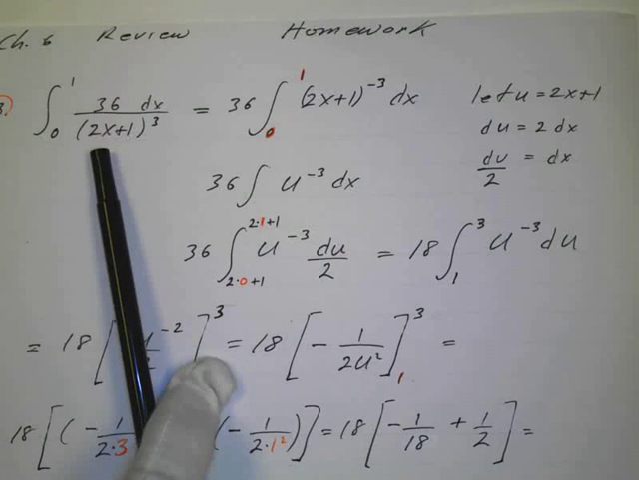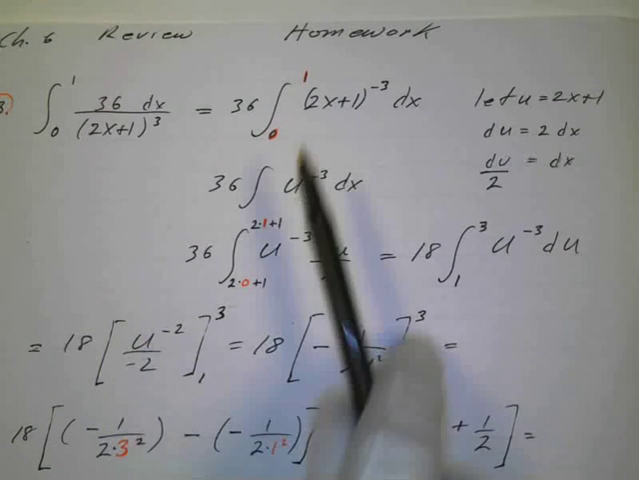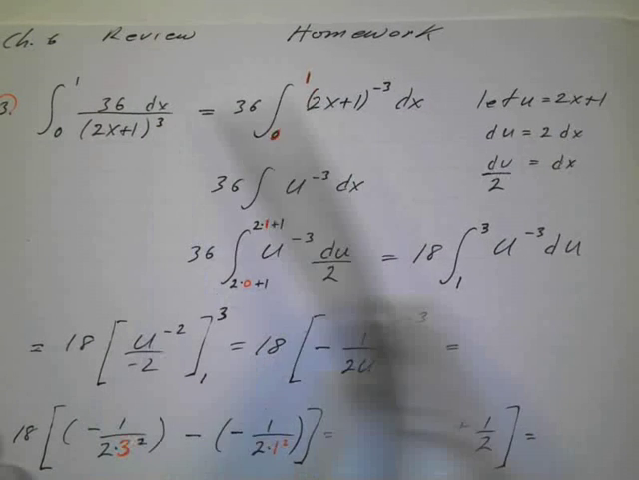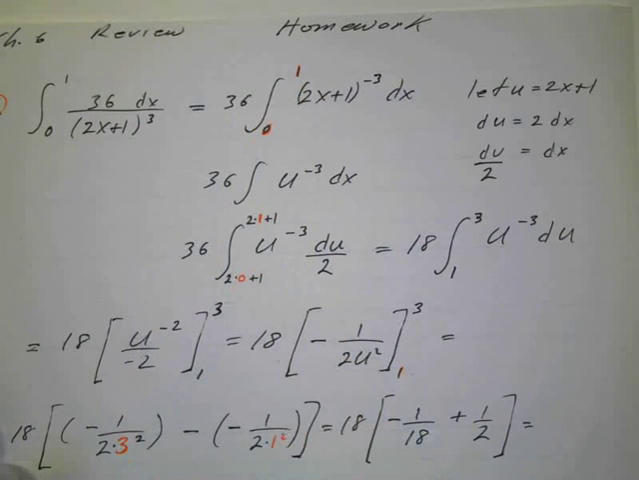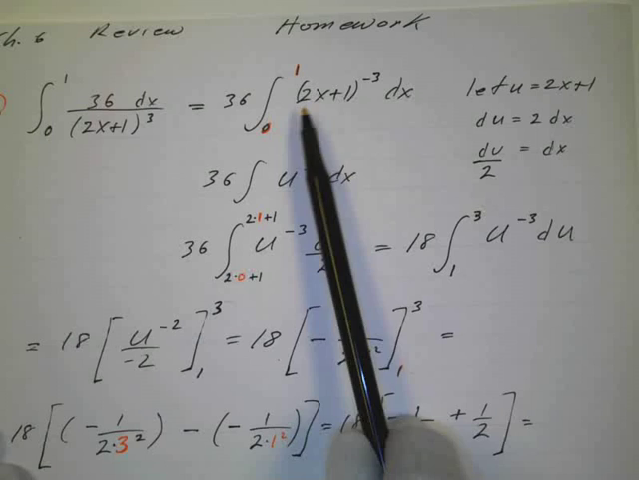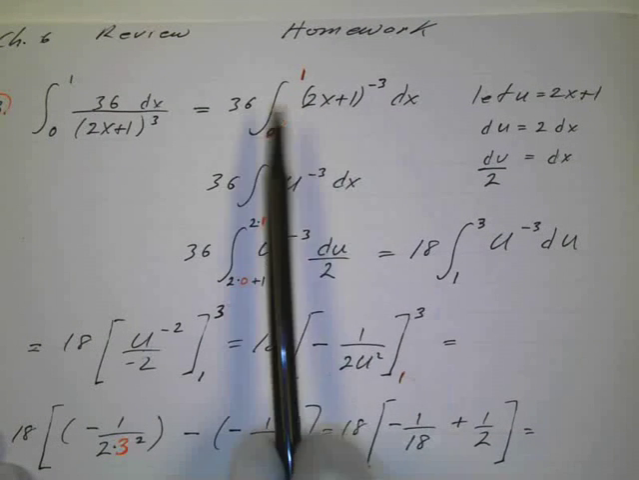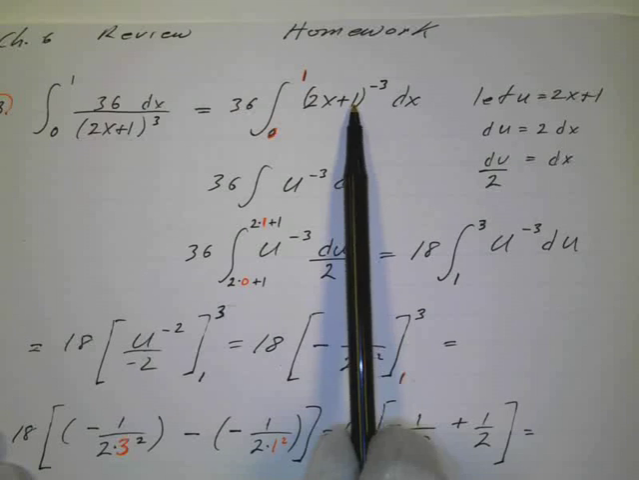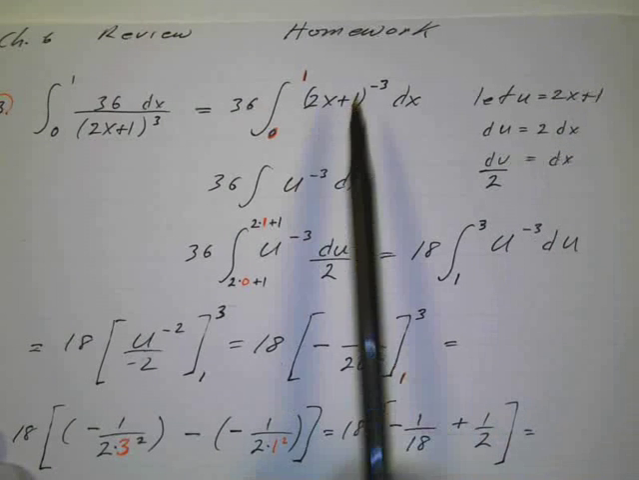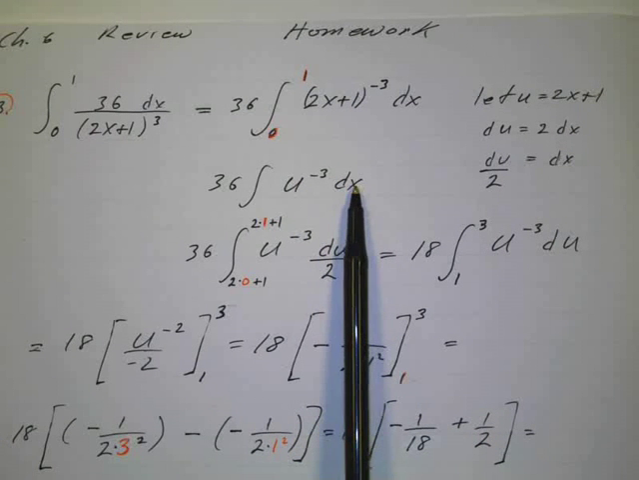So I'm going to approach it like that, and I'll try to get this up to make it a u to the n. Not 1 over u to the n, but u to the n. I took the 36 and put it out in front, and I let u be 2x plus 1. So now I've got the integral. Like I said, I took the 36 out. So if I let u be 2x plus 1, this is going to be u to the negative 3 dx.